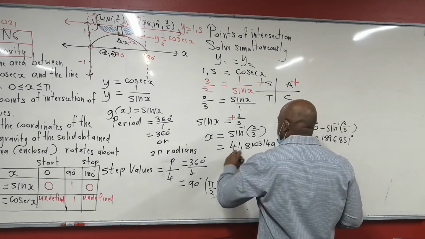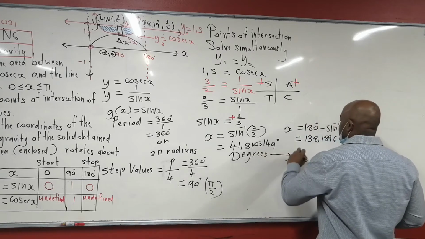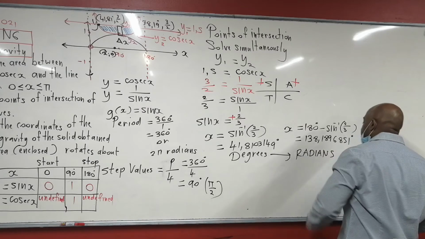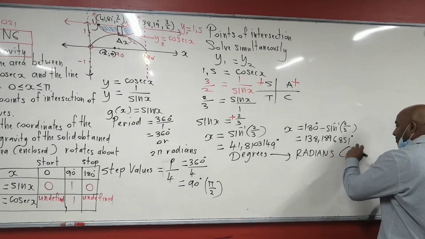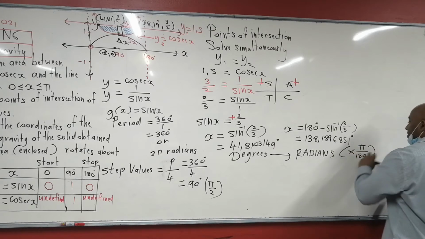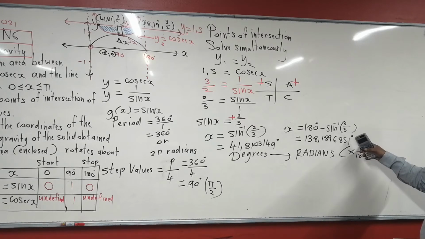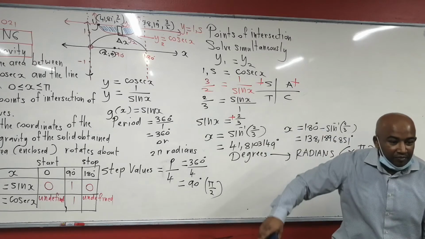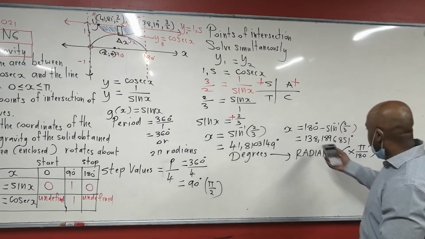Let me just write it down. From degrees to radians. Dividing by 57.3 is the same as multiplying by pi over 180. Okay, so if you want to convert from degrees to radians, you multiply by pi over 180. If you want to convert from radians to degrees, you multiply by 180 over pi. Right, so let's take this one.